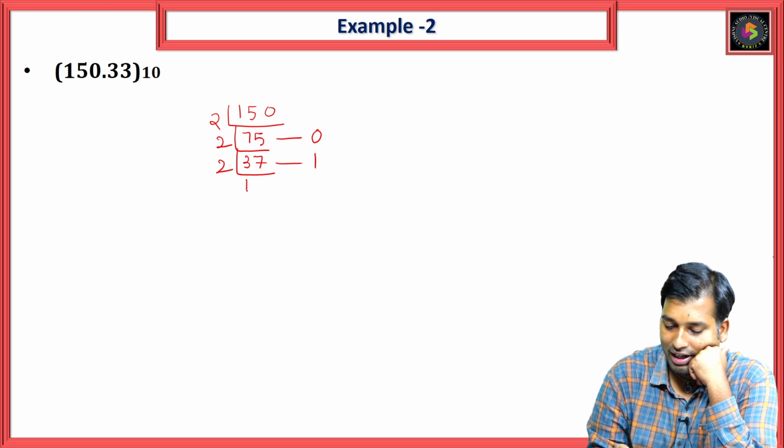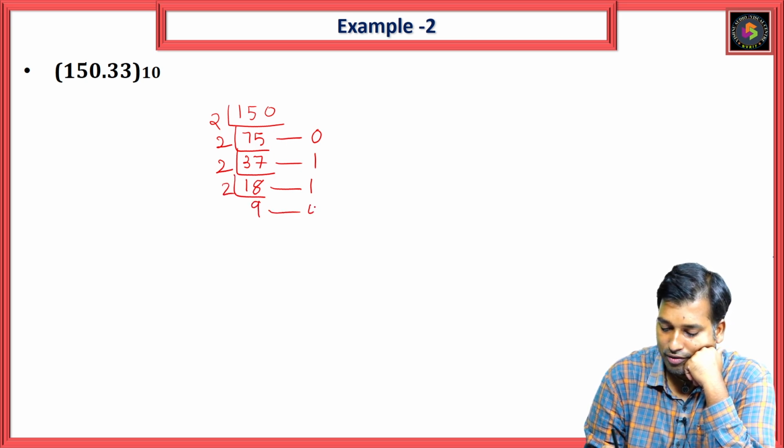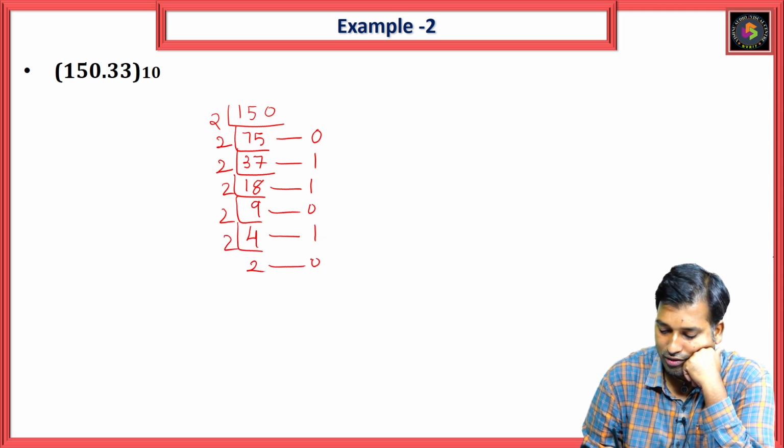37 divided by 2 gives 18. 2 times 18 is 36, the remainder is 1. 2 times 9, remainder is 0. 2 times 4, remainder is 1. 2 times 2, remainder is 0. 2 times 1, remainder is 0.